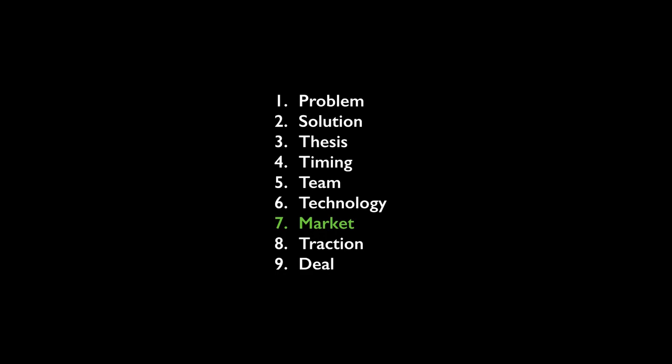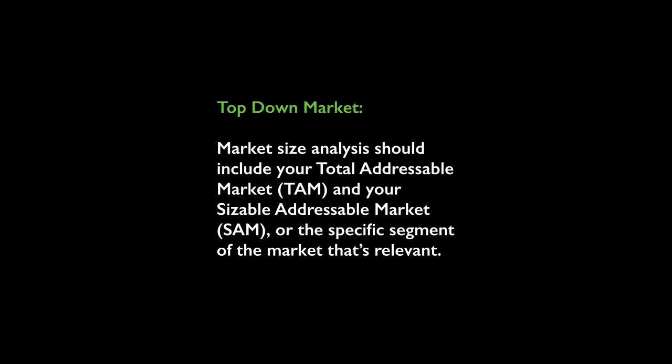So as we mentioned in the last section, we talked about the 9 points that an investor is going to think about a company based on the problem, the solution that you're providing, the thesis that they've sort of framed their limited partner agreement with and how they approach the world, the timing, whether they think this is happening right now, the team, the technology, the market, the traction, and the deal. So we're going to spend a bit more time talking about the market.